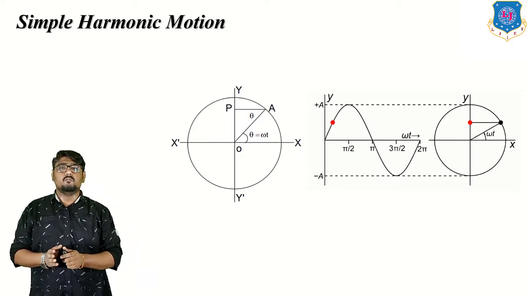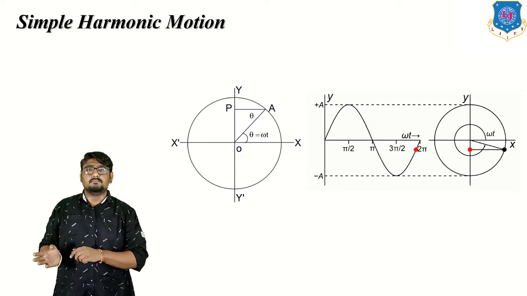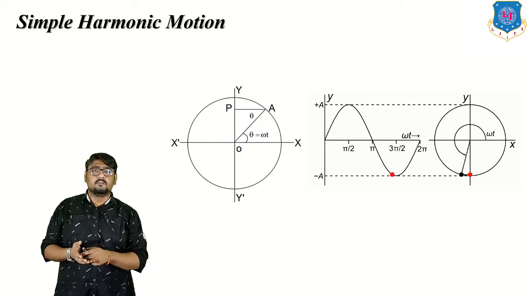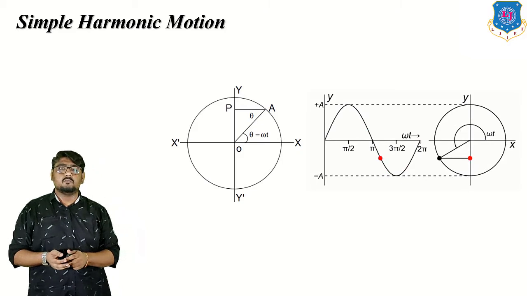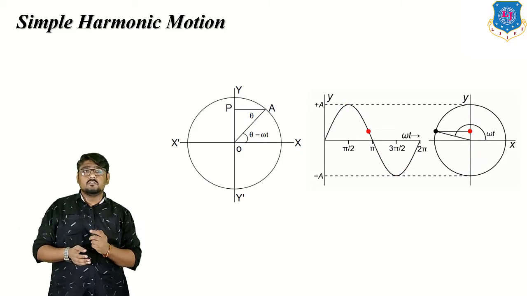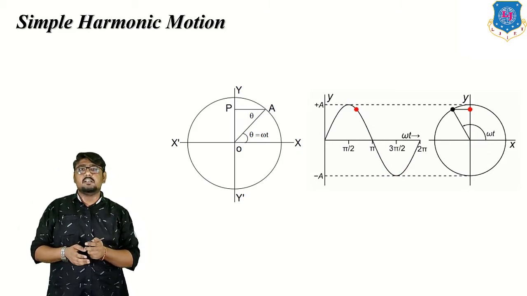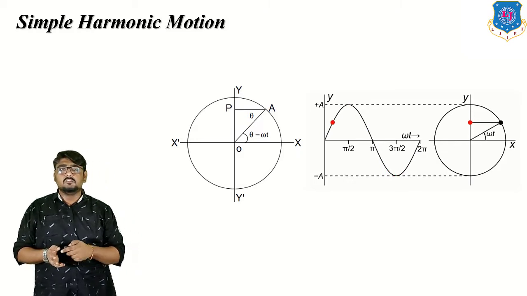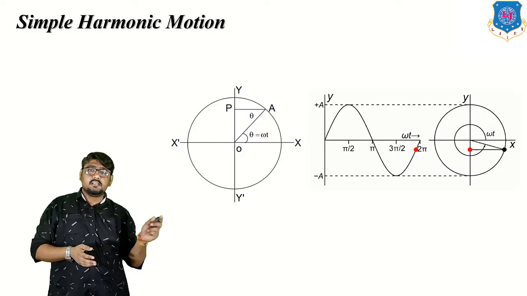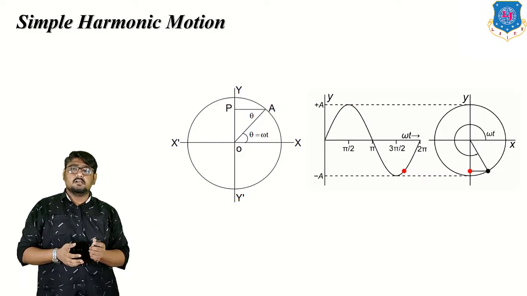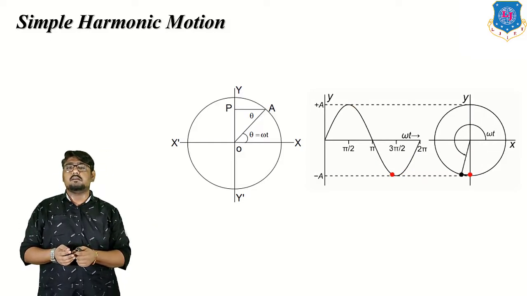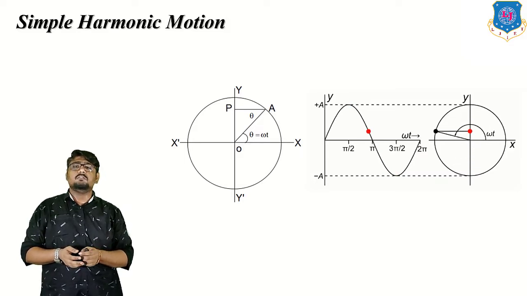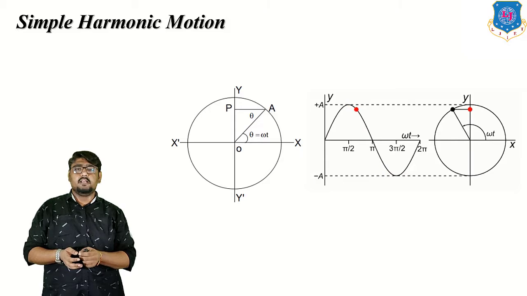Whatever equations of motion we have studied under the chapters of acceleration and velocity, those were for constant acceleration, but this is a non-uniformly accelerated motion. So those equations which we studied earlier in the 11th and 12th are not applicable in this case. For that, consider a particle as shown in the figure. Consider a particle moving along a circle of radius a with a constant speed of v as shown in the figure.